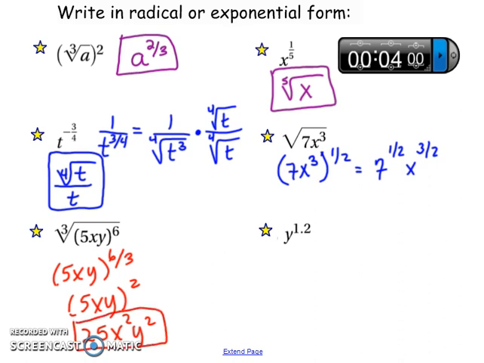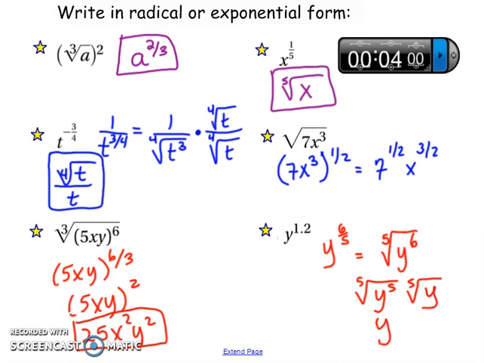Okay, and then for the last one, we have 1.2. And remember, we want to change decimals to fractions. So this would be y to the 6/5. And then when we go to write it, 6 is our exponent, and 5 is our index. And we can actually simplify this because 6 is greater than 5. So we can rewrite this as the 5th root of y to the 5th and the 5th root of y. So then the 5th root of y to the 5th just becomes y, and then we have the 5th root of y left over.